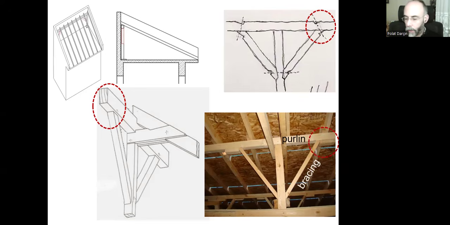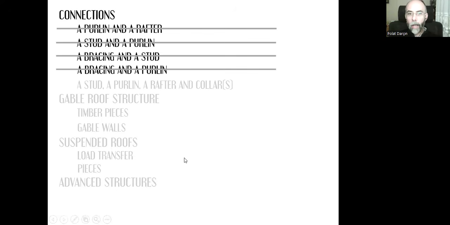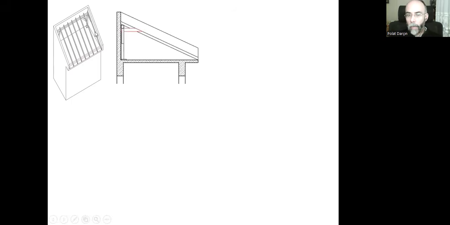It's nailed right underneath a purlin, and it creates a support, a stopping point to prevent the bracing from spreading sideways under the load of the roof. But how can we do the connection between a stud, a purlin, and a rafter by using collars? Here we need collars to secure the system, to lock the system, so that the whole roof structure will hold better, especially against lateral loads like wind or earthquake.